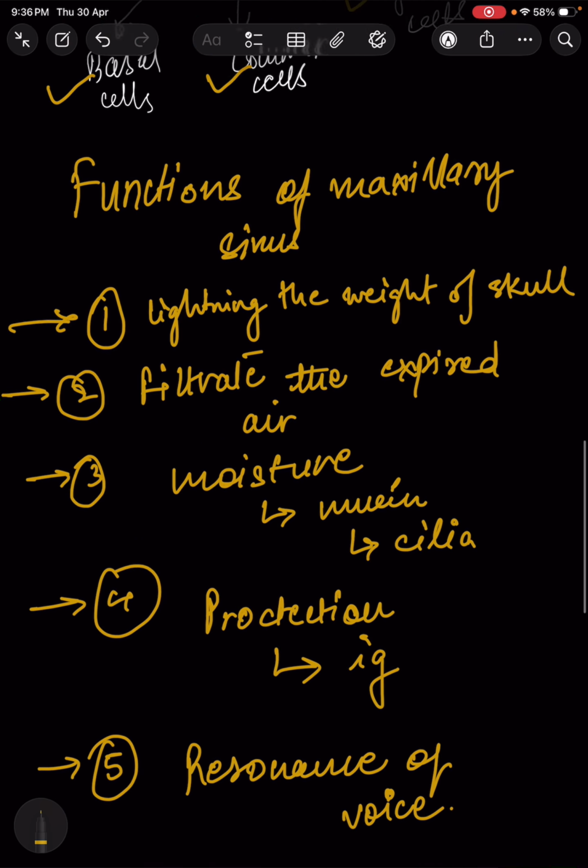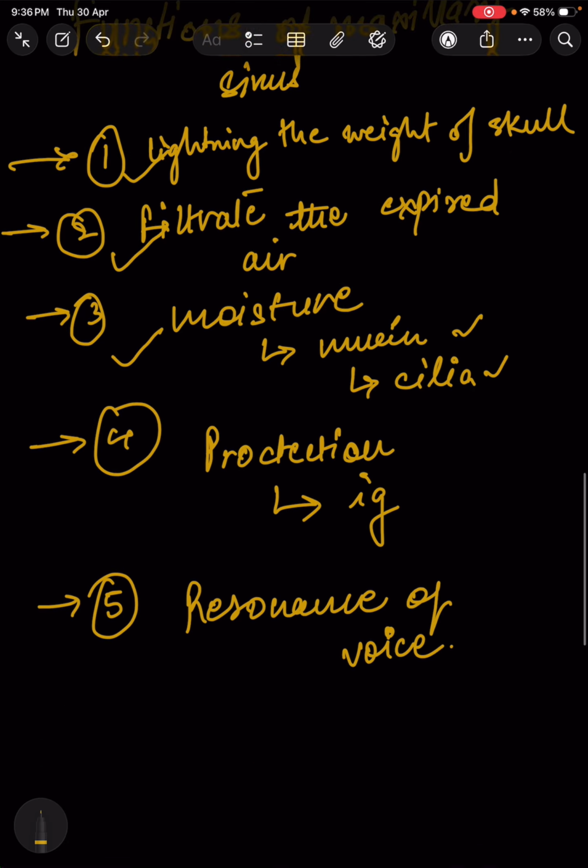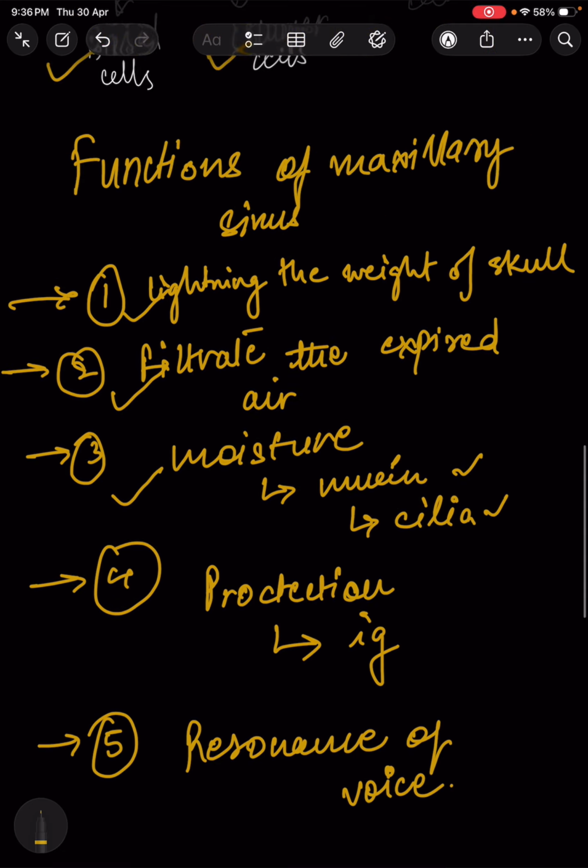Now the functions of the maxillary sinus. There are a total of 5 functions. First is lightening of the weight of the skull, filtering the expired air, and moisturization with the help of mucin. Mucin is coming from where? From the cilia. The fourth is protection. How does it protect? Because it produces immunoglobulins, I guess IgM, but I cannot remember, I will check it and then tell you guys. Then the fifth is resonance of voice. So these are the 5 main functions of the maxillary sinus.